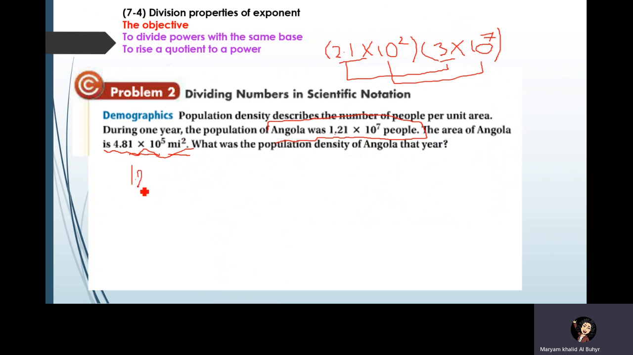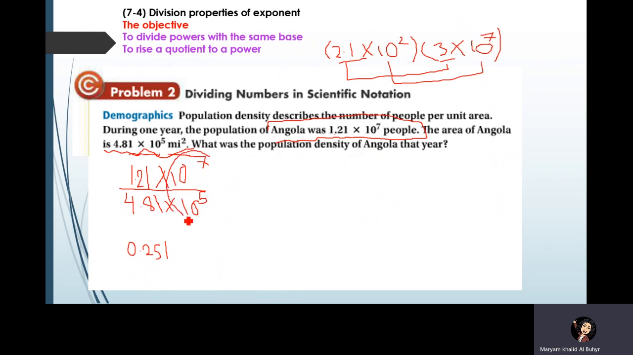So 1.21 times 10 to the power 7 over 4.81 times 10 to the power 5. Same thing that you did with multiplication. Just take this part and divide it. So once you divide this part, you are going to get 1.21 divided by 4.81. Divide them regularly and write what you have. So 0.205 estimated, right? For me, only 3 decimals from what you have.